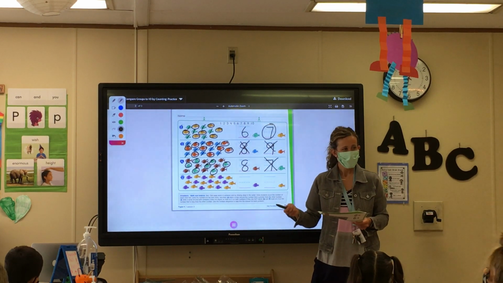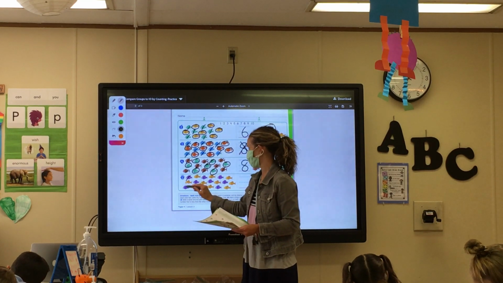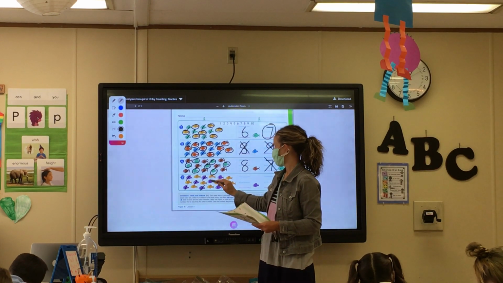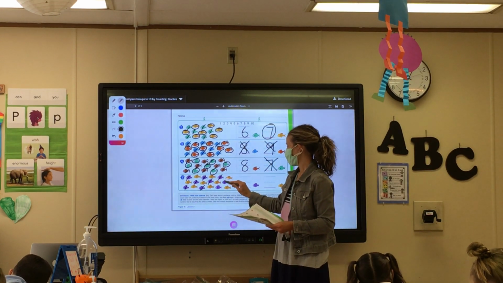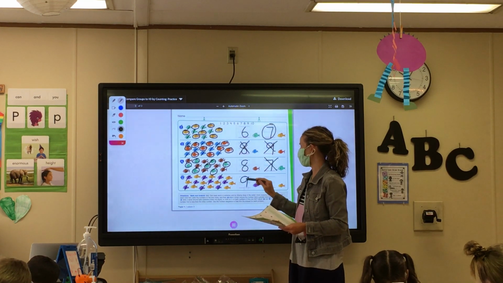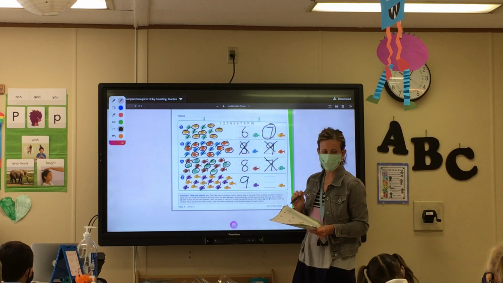Everyone's ready? All right, we're gonna mark and count the purple fish. Here we go. 1, 2, 3, 4, 5, 6, 7, 8, 9. All right, 9 purple fish. And now we've got some gold yellow looking fish. All right?